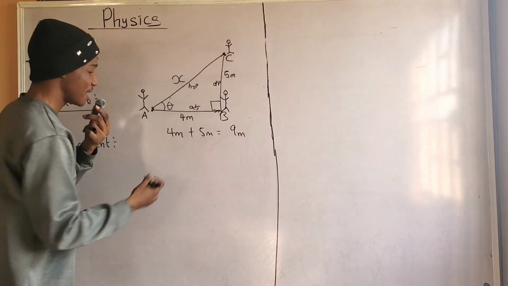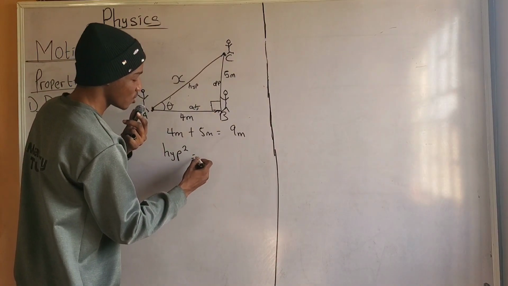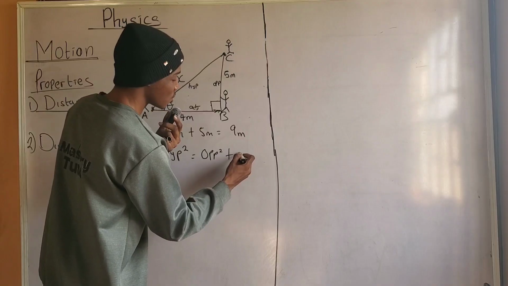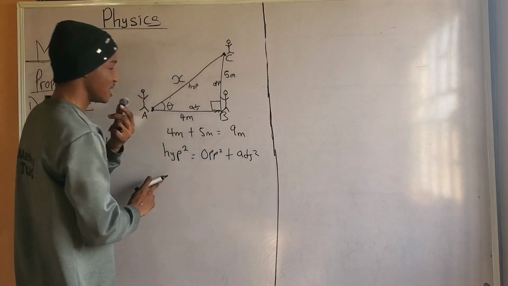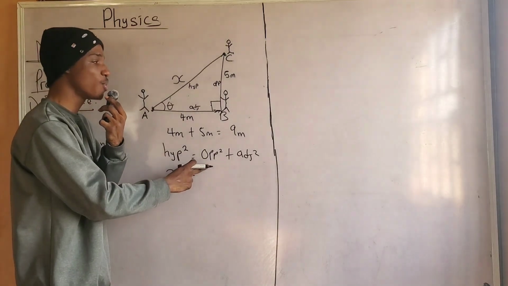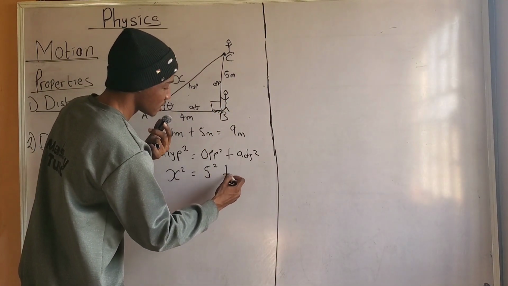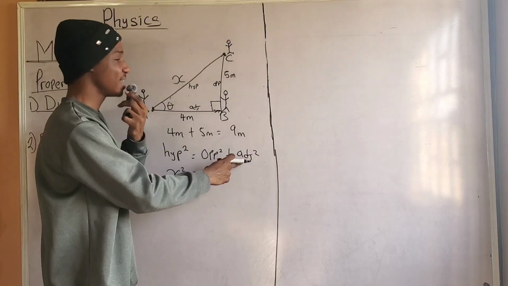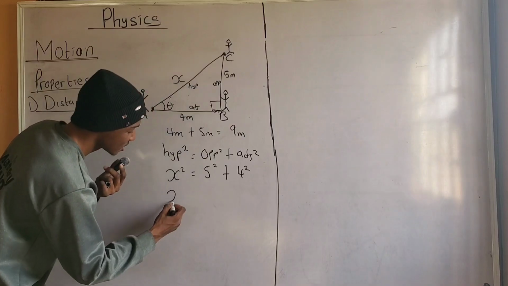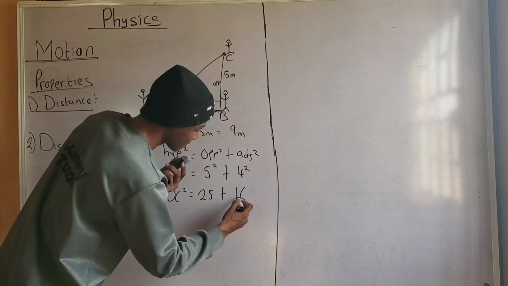Are you getting it? Now, we can get the hypotenuse, which is the value of x, using Pythagoras theorem. Pythagoras theorem here states that the square of the hypotenuse is equal to the sum of the squares of the other two sides. Now, hypotenuse squared is x squared, which is equal to the opposite squared. The opposite is 5 meters, so I'm going to have 5 squared plus adjacent squared. The adjacent is 4 meters, so plus 4 squared. X squared is equal to 25 plus 16.